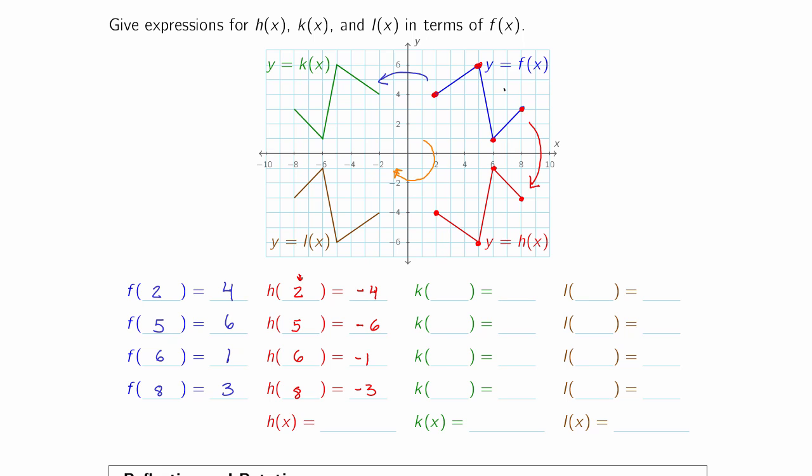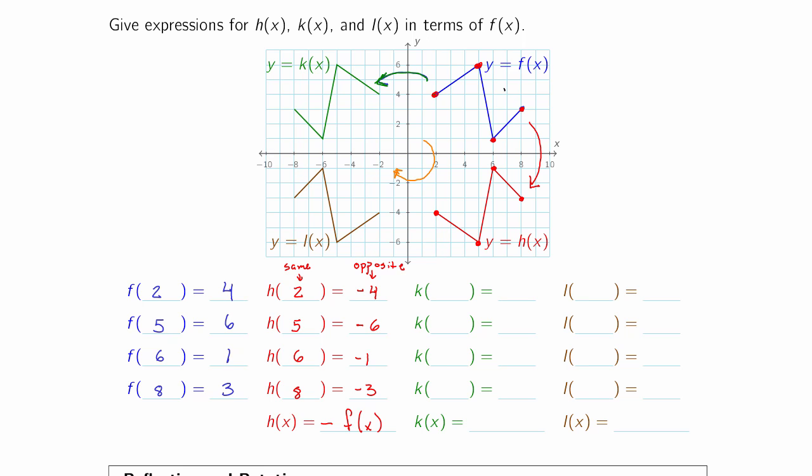Our inputs stay the same, and our outputs are the opposite. Well, it looks like we're just negating the y-coordinate. So h of x is the opposite of f of x. Okay, that was the vertical version of this reflection. What we're doing to get k must be the horizontal version of this reflection.